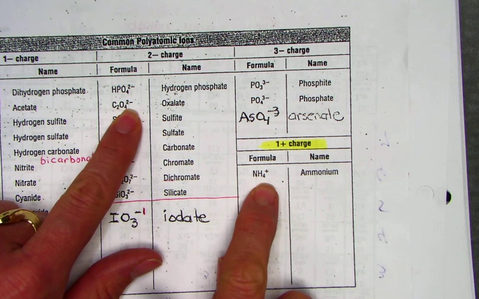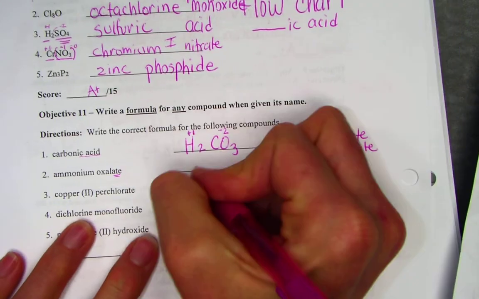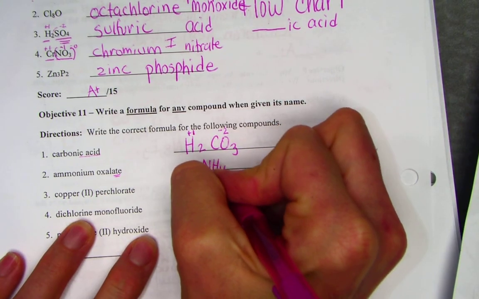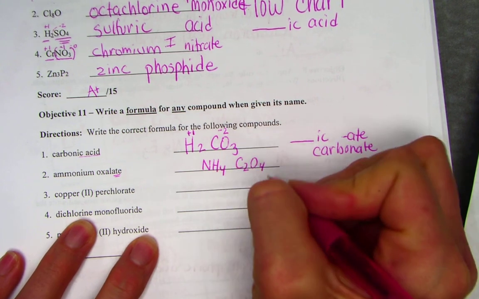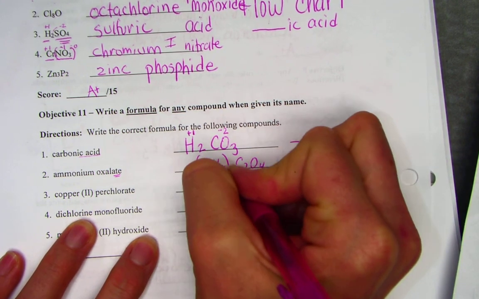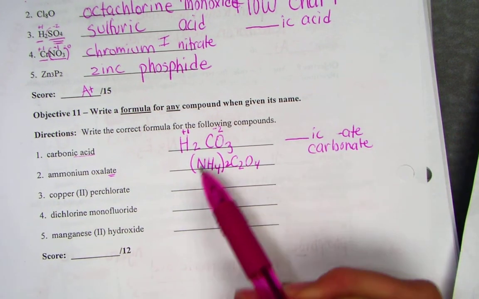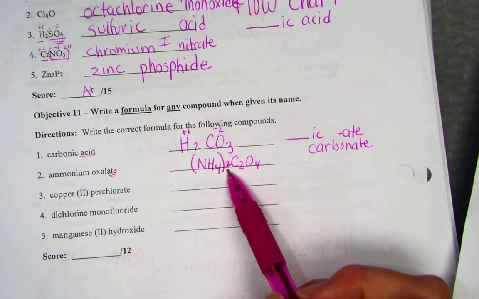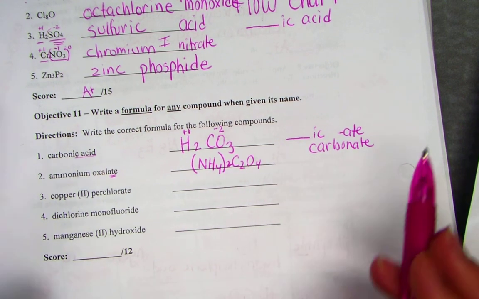One is a +1 and the other is a -2. Ammonium, NH4, carries a +1 charge. Oxalate, C2O4, with a -2 charge. Crisscross those charges, and we read this by saying (NH4)2C2O4, NH4 taken twice, C2O4, ammonium oxalate.